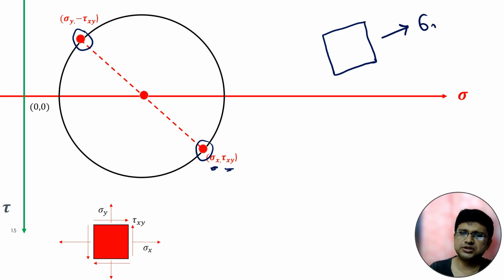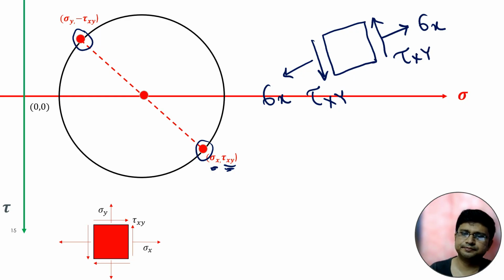Sigma x is positive, meaning it is tensile in nature, and tau xy is also positive. Tau xy positive means it will create anti-clockwise rotation, so it will look like this. This will be the direction of tau xy for the vertical plane. It will create anti-clockwise rotation, and here we are considering anti-clockwise rotation as positive.